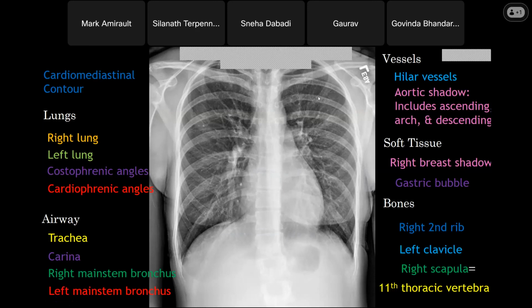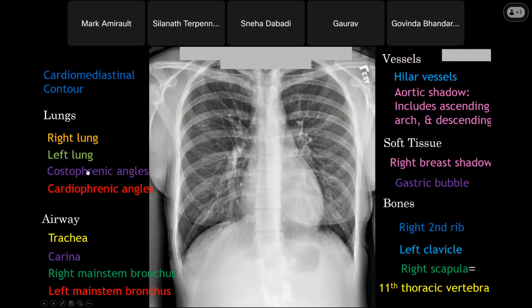Basic anatomy here. This is our frontal view. We're looking at the lungs, our right lung and left lung. And then just the basic angles. We call these costophrenic angles, the angle between the diaphragm and the ribs. We look there for pleural effusions and things like that. The cardiophrenic angle is between the heart and the diaphragm, also helpful for pleural effusions, masses, things like that.